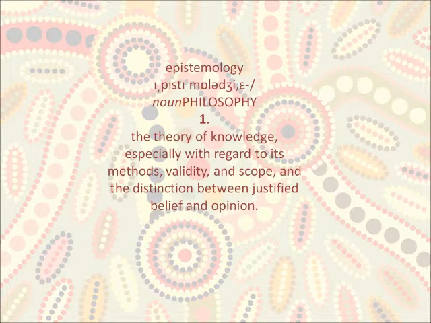We might just have a look at some of the words that we need to know about within this, and I know we've looked at epistemology before. Epistemology is the theory of knowledge, especially with regard to its methods, validity, and scope, and the distinction between justified belief and opinion. Now this is really important for us.